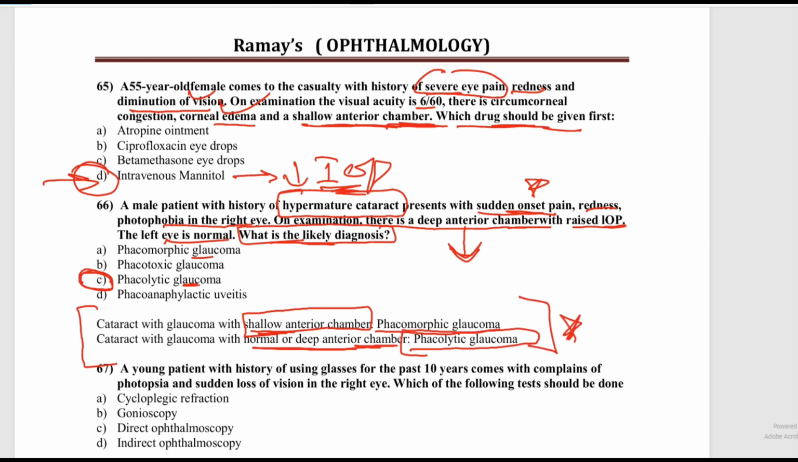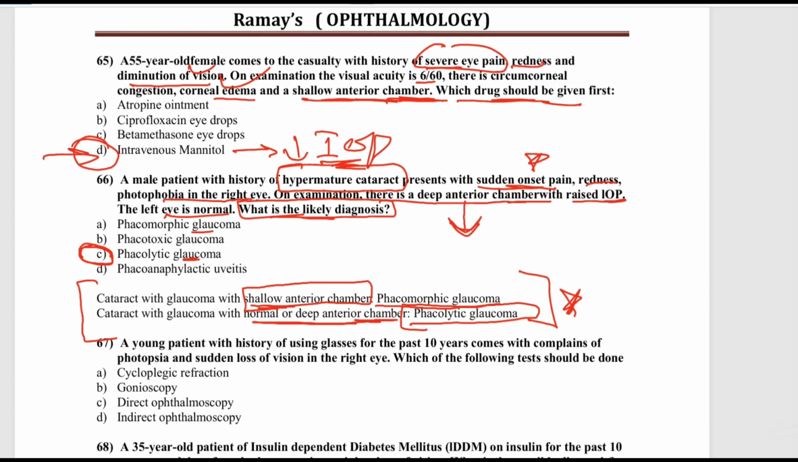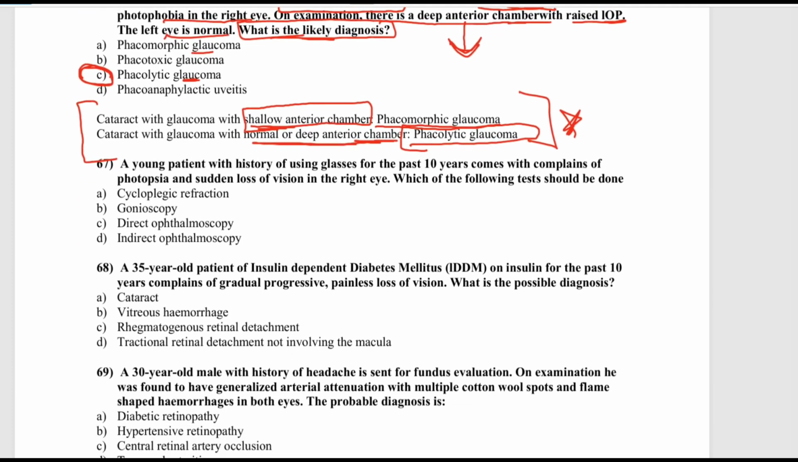Our next question is: a young patient with a history of using glasses for the past 10 years comes with a complaint of photopsia and a sudden loss of vision in the right eye. Which of the following tests should be done? The patient is using glasses, so it means he is mostly myopic. Young patients are mostly myopic, and now he is presenting with vision loss and also photopsia. What test should be done? Indirect ophthalmoscopy should be done. The option delta is correct, to rule out RD.